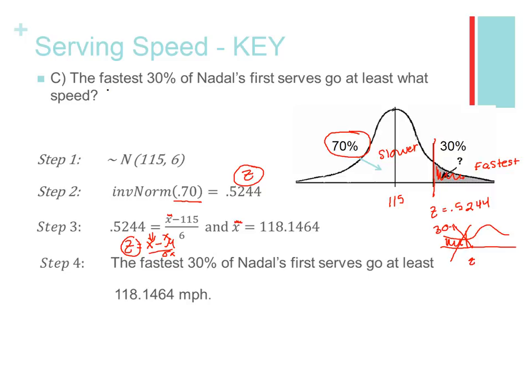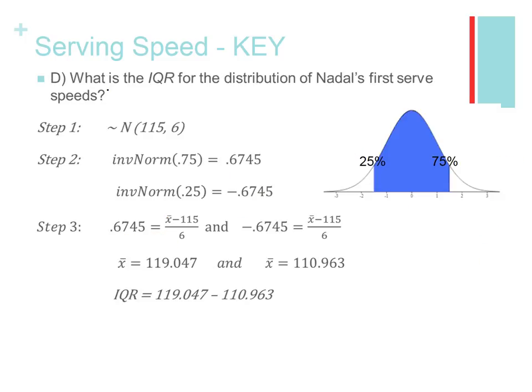So then the answer, in context, is the fastest 30% of Nadal's first serves go at least 118. Last question says, what is the IQR for the distribution of Nadal's first serve speeds?